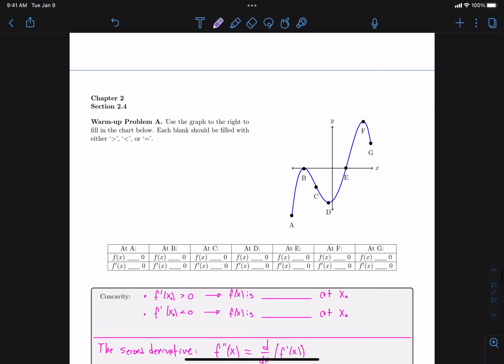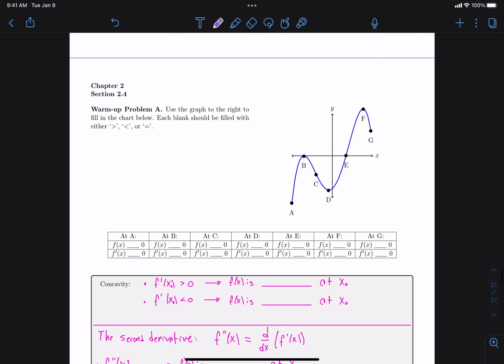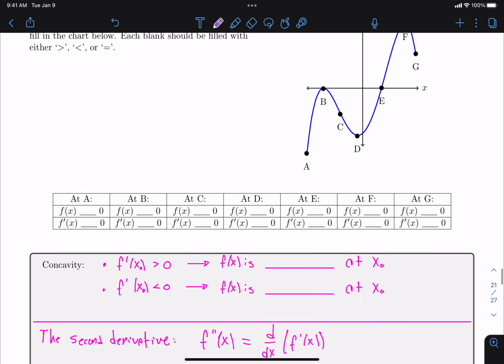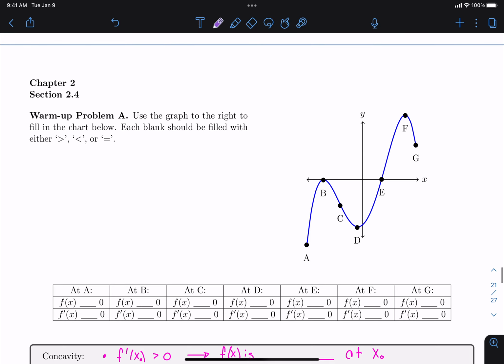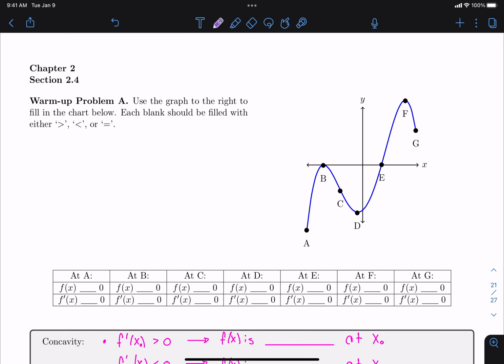So what's the next section about? The next section is 2.4, which is all about concavity. And we talked a little bit about concavity already, but we're going to make it a lot more specific today. So let's just quickly go through this warm-up problem because I feel like this is instructive to sort of hammer in this notion of the derivative and where it's positive and where it's negative and so on and so forth.